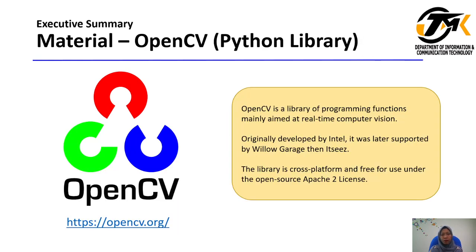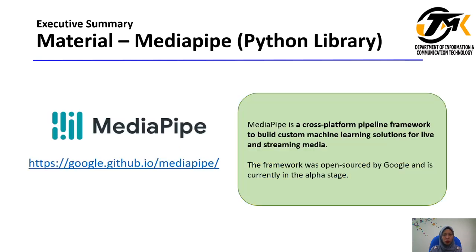What is OpenCV? Basically, OpenCV is a Python library, a library of programming functions aimed at real-time computer vision. This is the library that I use for the artificial intelligence in the virtual quiz. This is MediaPipe, which is also a Python library for machine learning solutions for live and streaming media. OpenCV is used with MediaPipe so that they can be integrated together to make my quiz work.